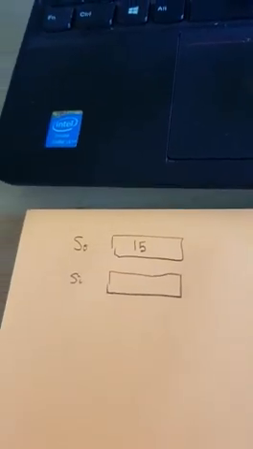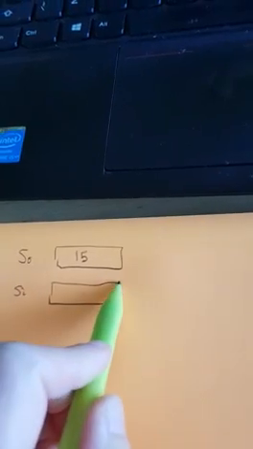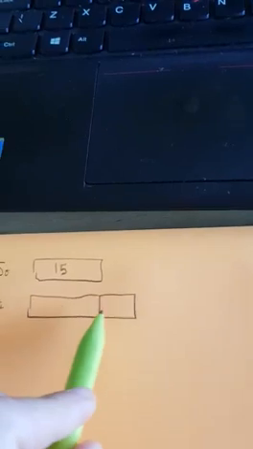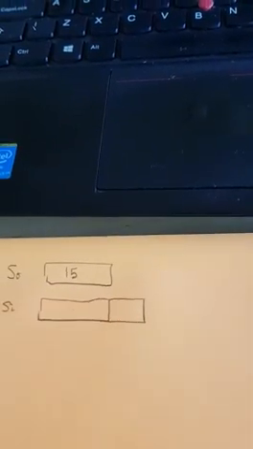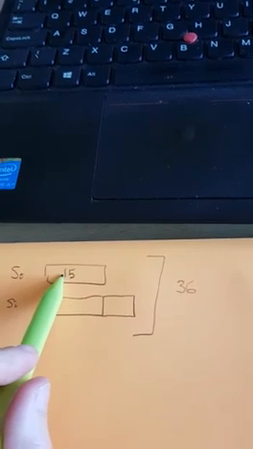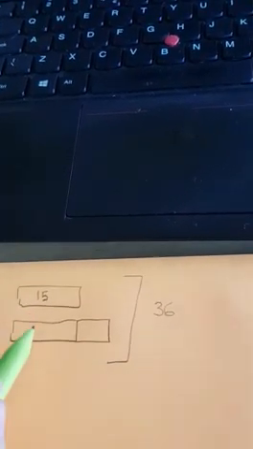Now we know that Sonia is 15 years old, and we know that she has an older sister. That means this bar should be a bit longer. This bit here represents the difference. We know that the sum of the two ages is 36. So this part is 15, which means this part is also 15.